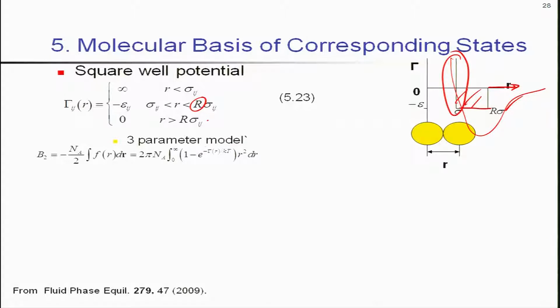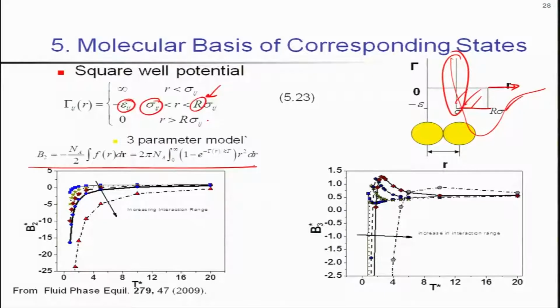This is a 3 parameter model, because you have to worry about epsilon, sigma, as well as R. This has to be parameterized based on the potential model or based on the fluids. Now, you can also evaluate B2 for that, but we won't do that. We can straight away use the work done earlier by one of my students. So here is B2 as a function of T star, and you can clearly see that when you increase the interaction energy range, that is your R, there is a change in the B2 values.